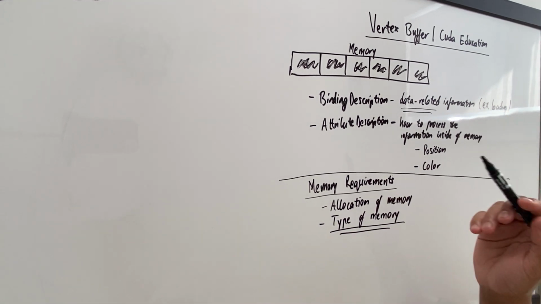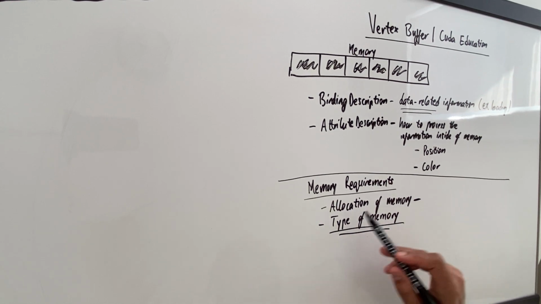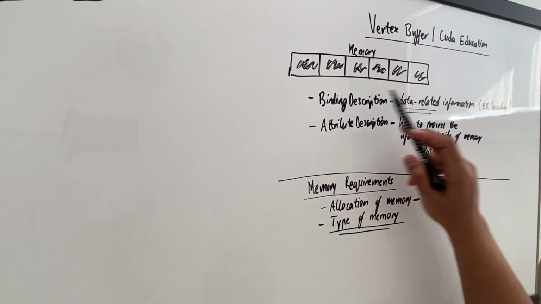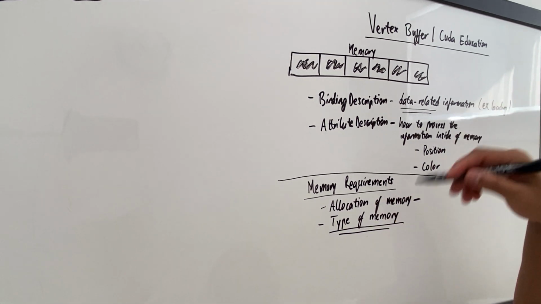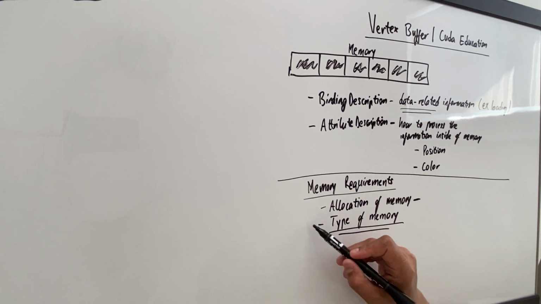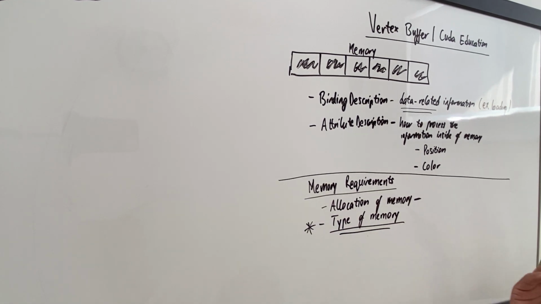Perhaps I'm not fully sure, but I'm not sure if the allocation of memory is actually done under the memory requirements or if it's done under binding description. I actually don't remember, but between the two, there's allocation of memory. But the most important thing is that you have to manage the type of memory that you're using.